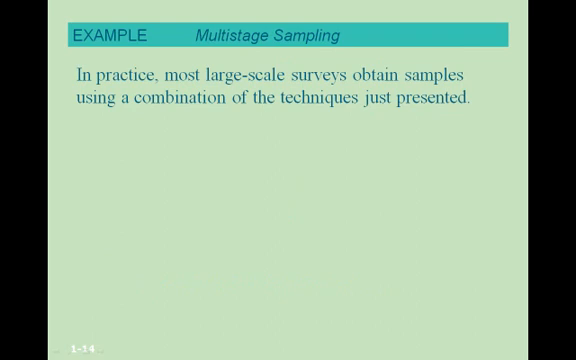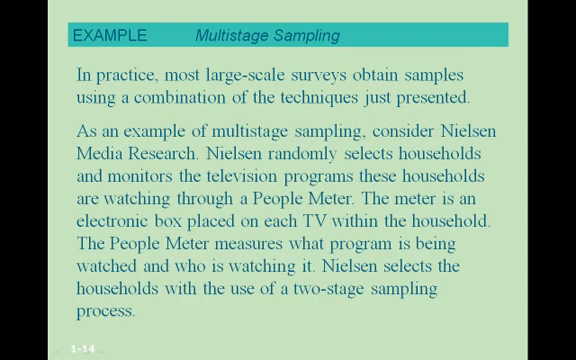So in this example, let's look at multi-stage sampling. In practice, most large-scale surveys obtain samples using a combination of the techniques just presented. As an example of multi-stage sampling, consider Nielsen media research. Nielsen randomly selects households and monitors the television programs these households are watching through a people meter. The meter is an electronic box placed on each TV within the household. The people meter measures what program is being watched and who is watching it.